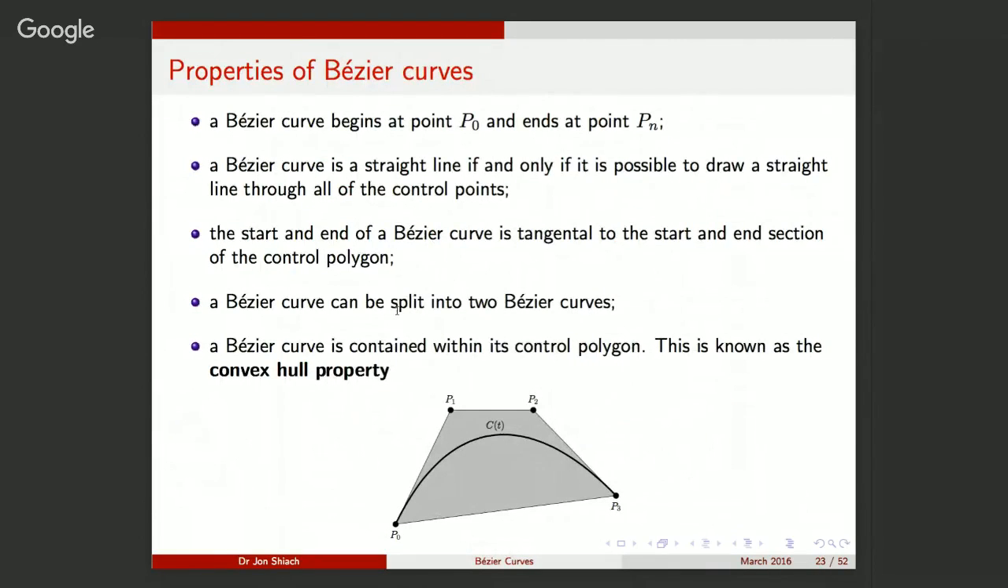Any Bezier curve can be split into 2 separate Bezier curves. And the Bezier curve is contained within its control polygon. That means if I draw a polygon using the control points, this Bezier curve cannot go outside of that control polygon. It's called the convex hull property. That's useful in things like design. If you're designing stuff, you've got particular boundaries or particular constraints on dimensions.